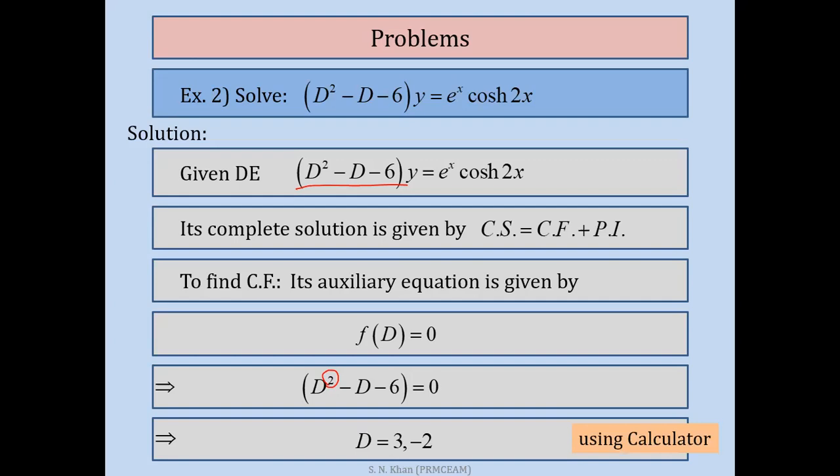Now, ab d ke jo values aate hai, uske accordingly hume CF ka formula likhna hoga. Here values of d are real. Both values are real and both are different. So therefore, CF will become C1 into e to the power 3x, ye ho gaya first root ke liye, plus C2 into e to the power minus twice x, ye ho gaya second root ke liye. So in this way, we got CF.